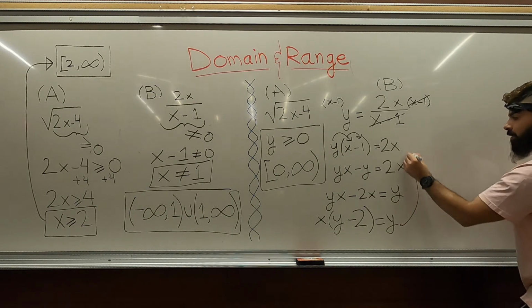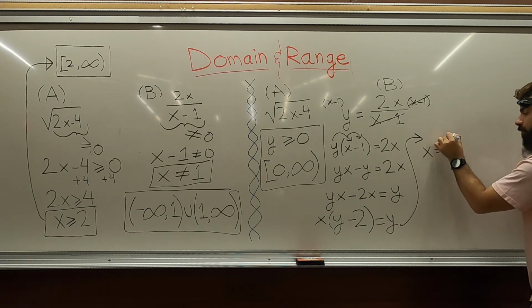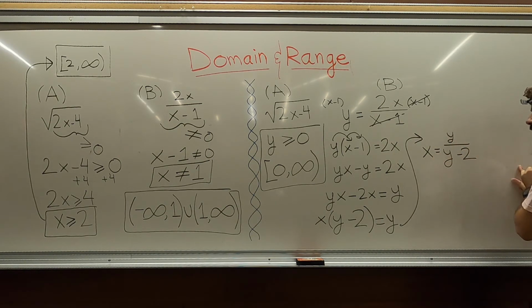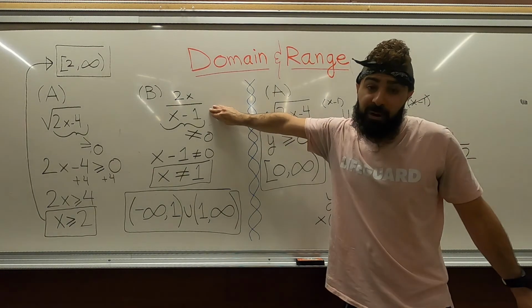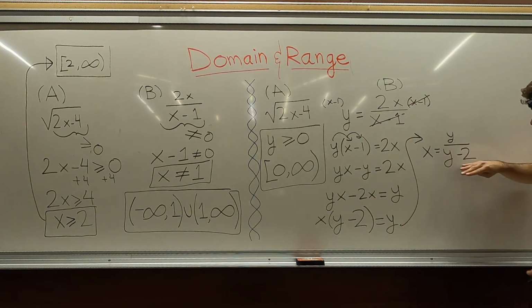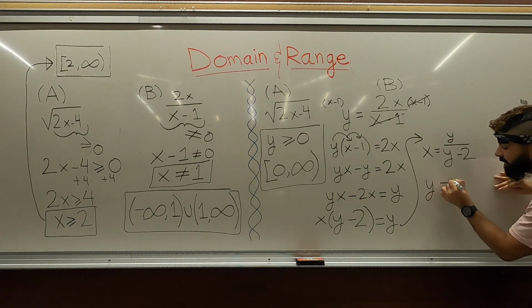So we get x equals y over y minus 2. And now we do the same trick as we did in B for finding the domain. We look at the denominator and set it not equal to 0. If y minus 2 is not equal to 0, that means y is not equal to 2.